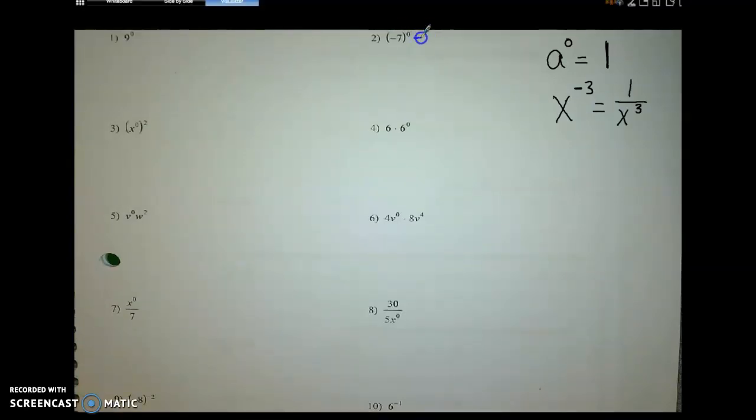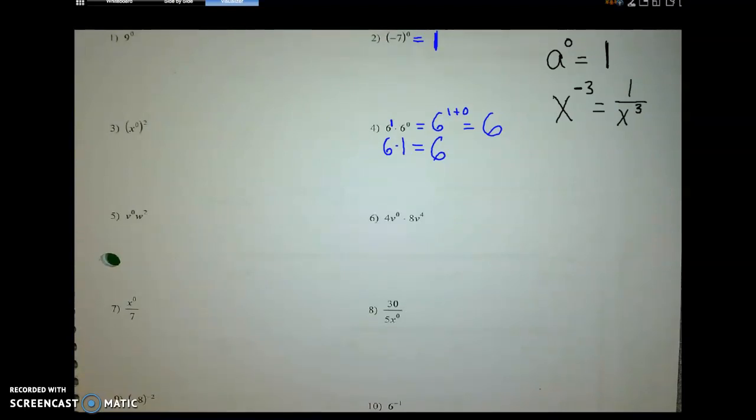Negative 7 to the 0 power, even though that's a negative 7 in there, doesn't matter. It equals 1. 6 times 6 to the 0 power. So you could go 6 times, to the 0 power, that's 1. That equals 6. Or you could say, you know what, this is a 1 exponent. So 6 to the 1 plus 0 equals 6 to the 1st. That equals 6. Either direction gets you to the same answer.